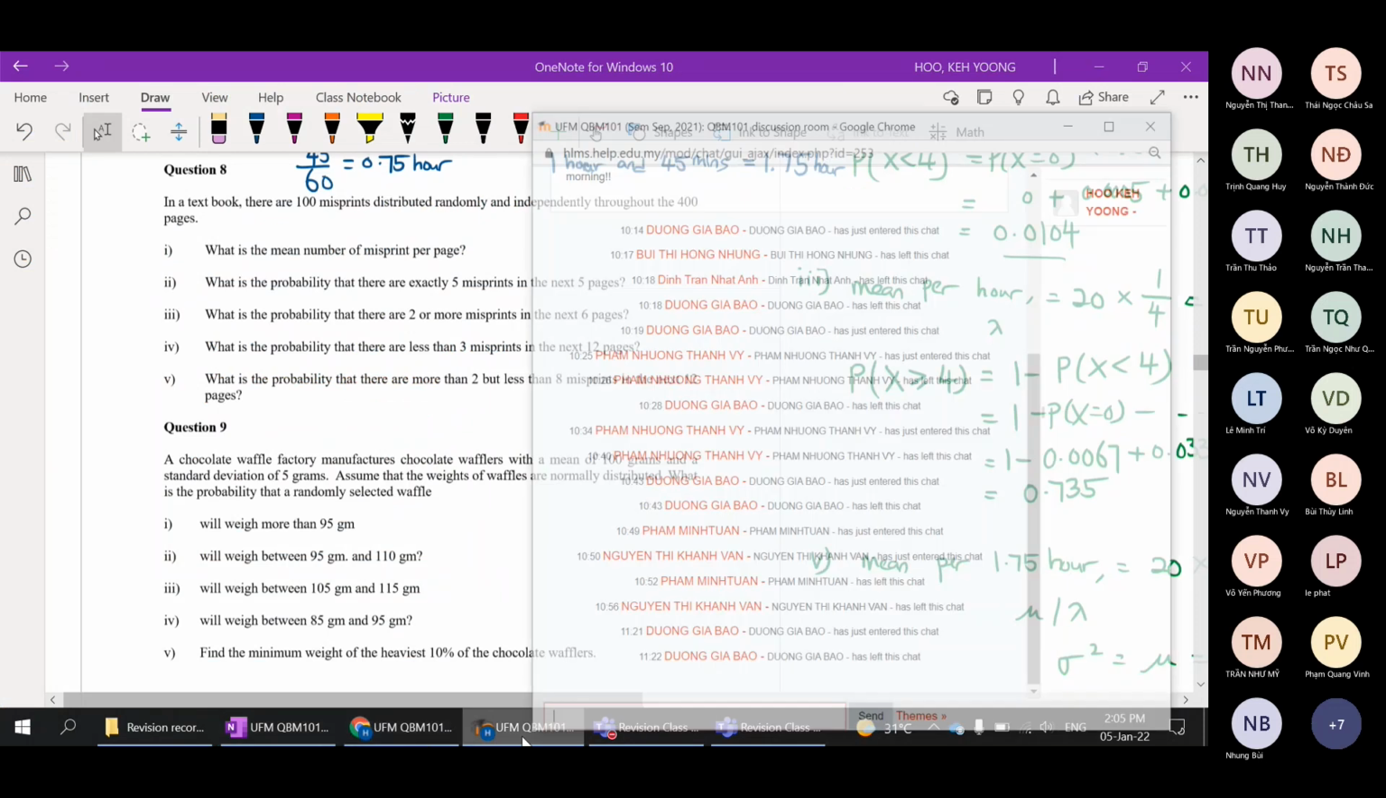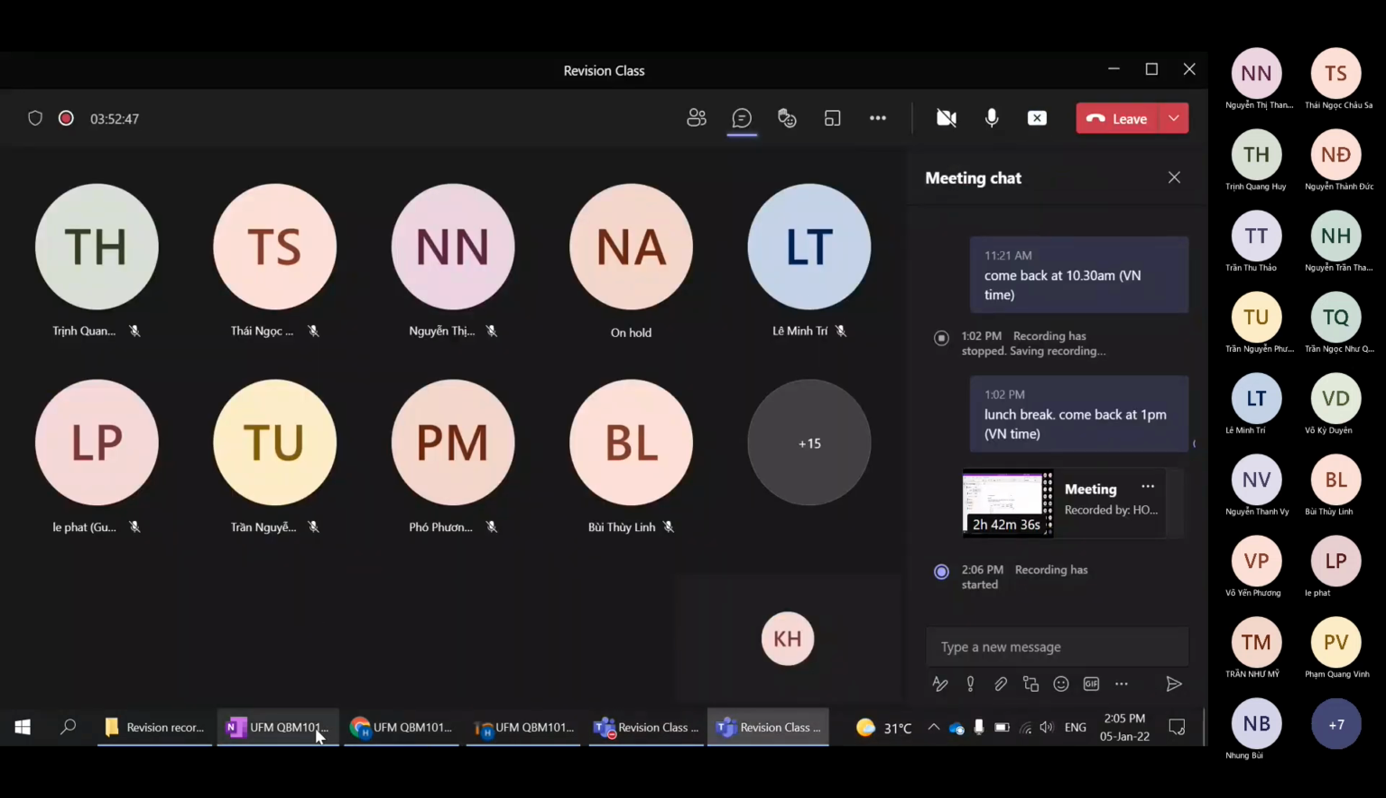Am I sharing my screen? Okay, let me check. Yeah, sure.